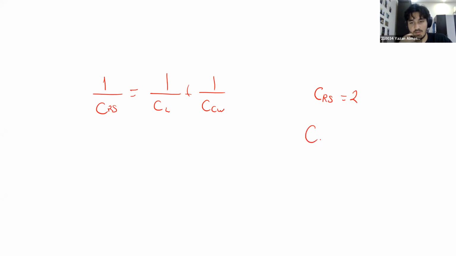So the equation is 1 over compliance of the respiratory system equals 1 over the compliance of the lung plus 1 over compliance of the chest wall. Let's say we have the compliance of the respiratory system equals 2, and the compliance of the lung equals 4. What is the compliance of the chest wall?